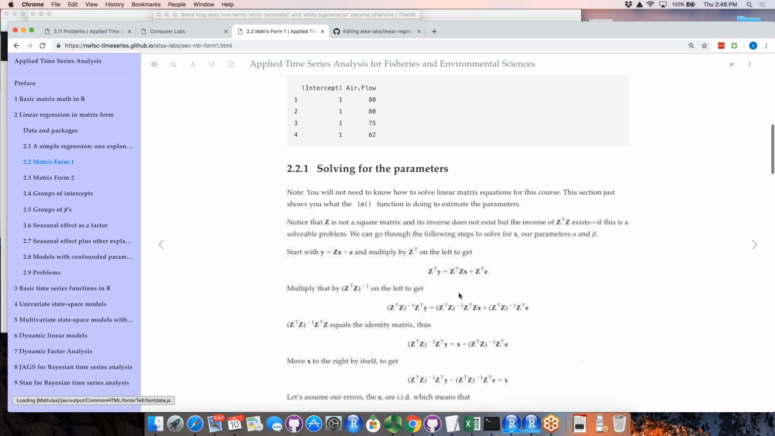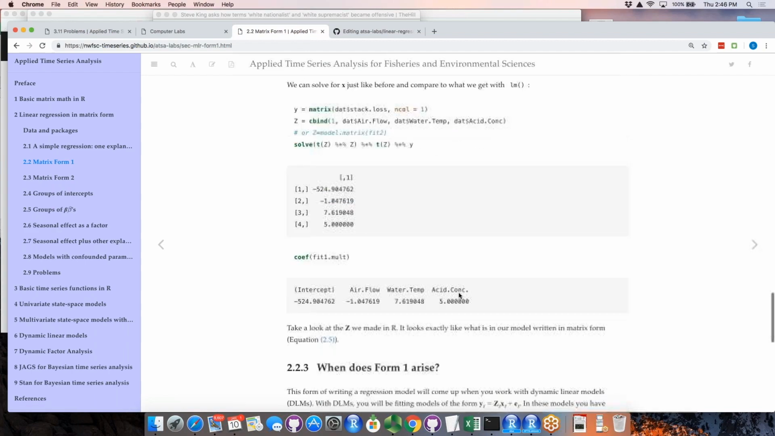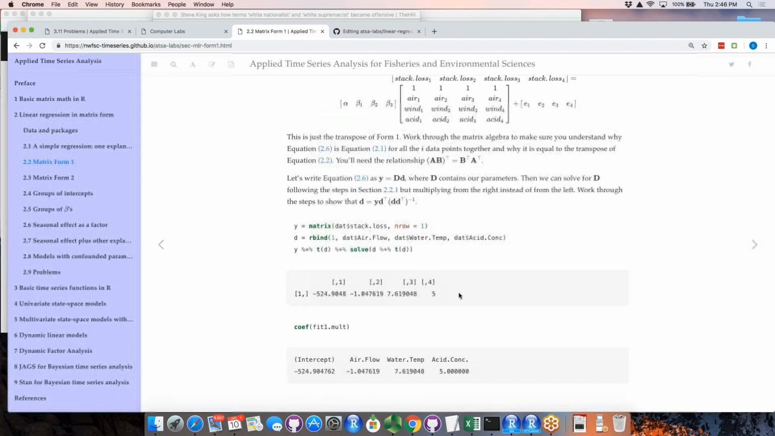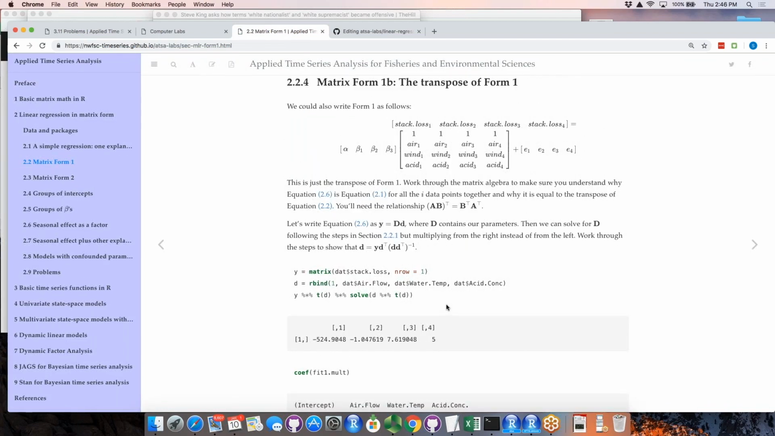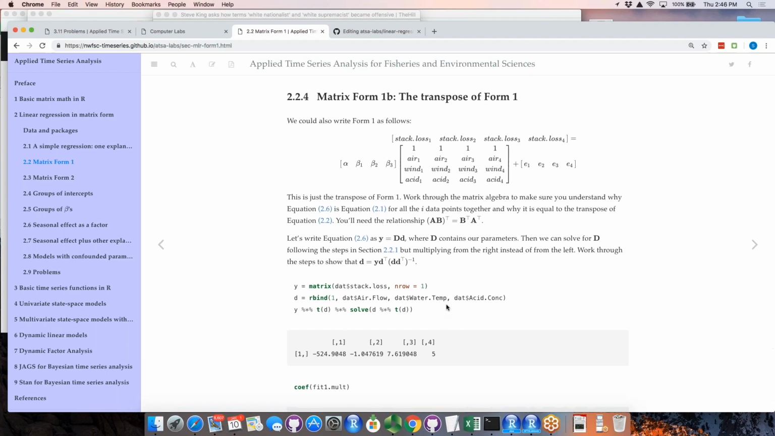I didn't talk about when that form shows up. This form, where we have parameters on this side and our covariates over here, is how models are going to look later on in the course where we have covariates in our multivariate models.